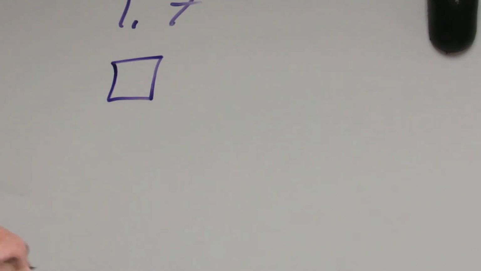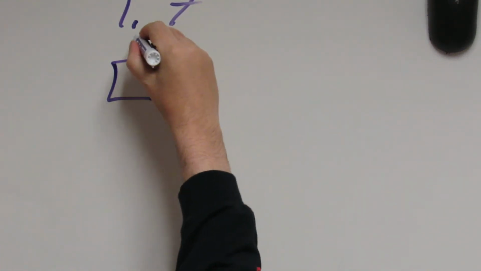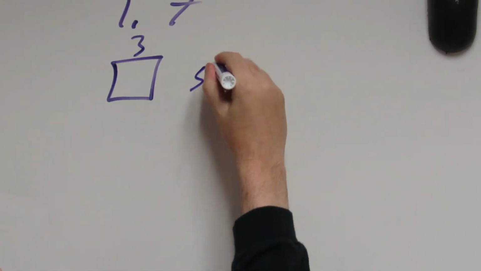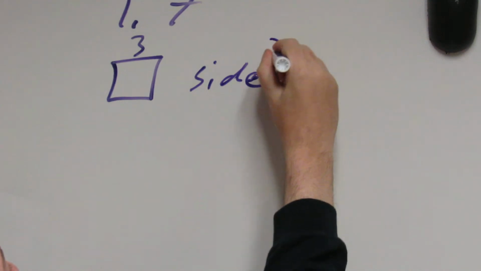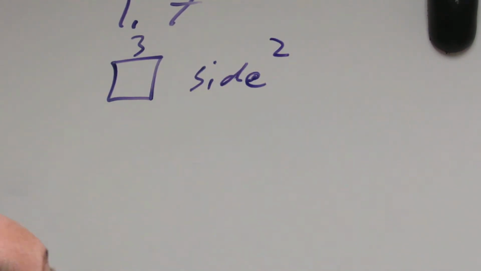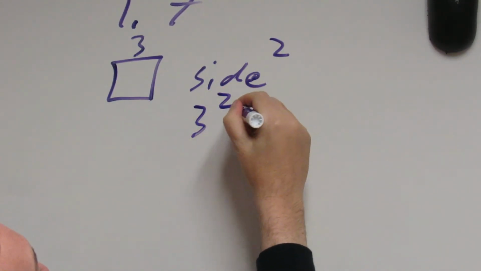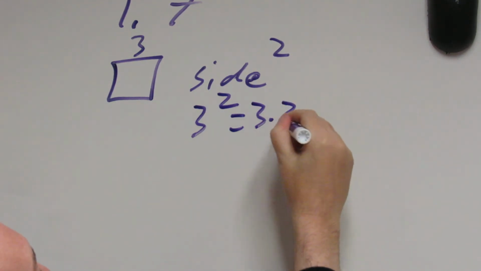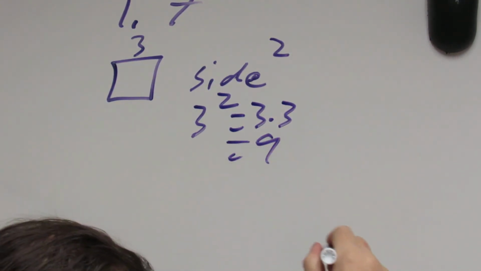Okay, next is if you have to do the area of a square. We did a rectangle in the last one, but a square, it's only going to be one side, so say it's 3. The area here is just going to be the side squared, because they're only going to give you one side. So it's 3 squared, which is 3 times 3, which is 9.